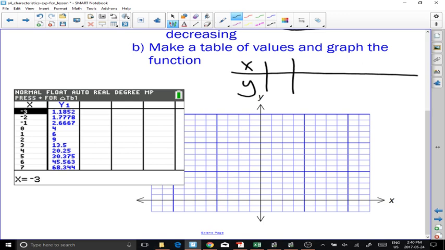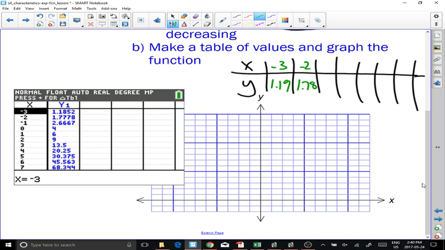So I'm just going to make some. -3 would be 1.19 if we write it to 2 decimal places. -2 would be 1.78. -1 would be 2.67. That's going to be tough to write in that space, but I'll do my best. 0 gives us 4. 1 gives us 6. 2 gives us 9. And 3 gives us 13.5.